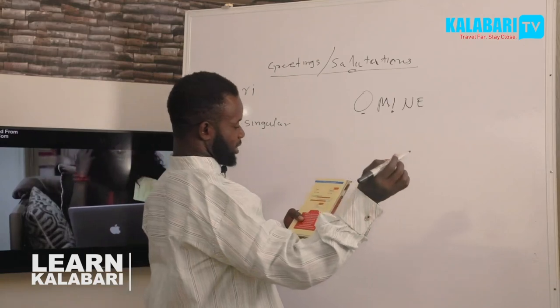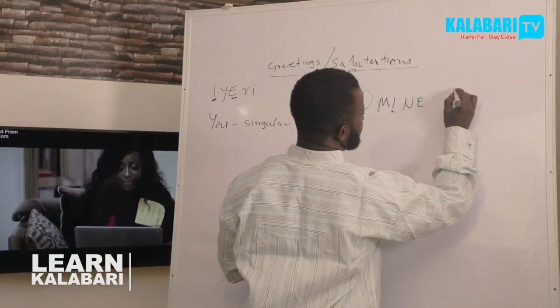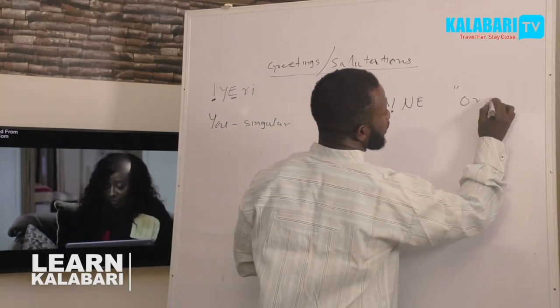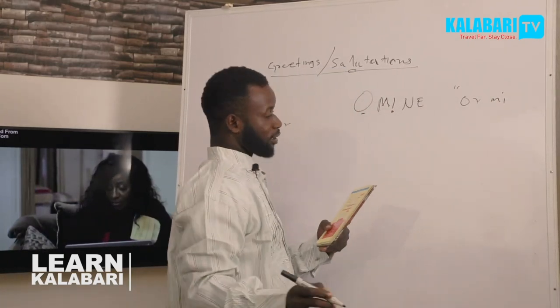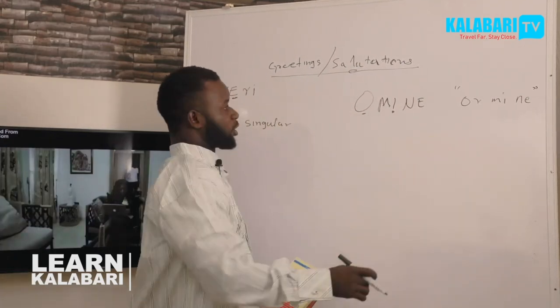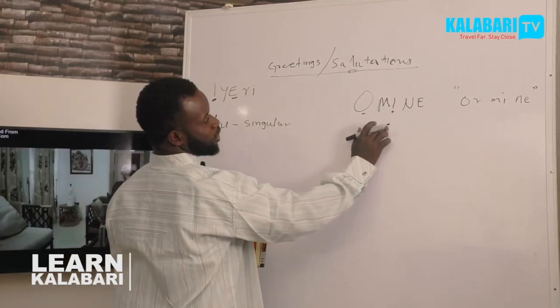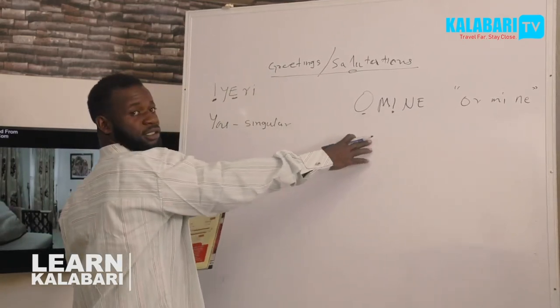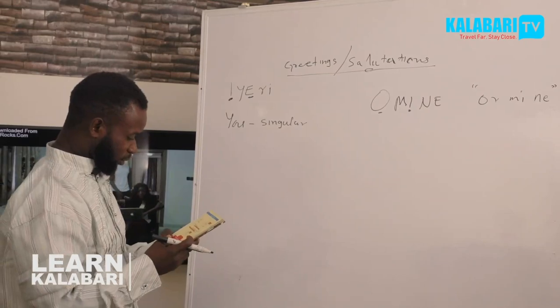If you are pronouncing this, it is inscribed as O, M, I, mi, and N, E, ne. If you're pronouncing this word in Kalabari language, you use this inscription, omine, to pronounce this. This is how you pronounce omine.